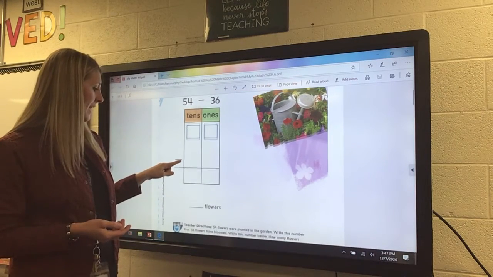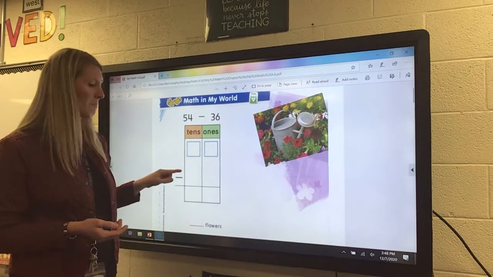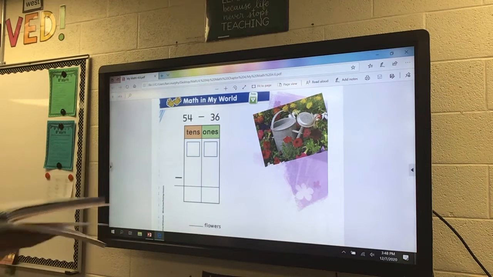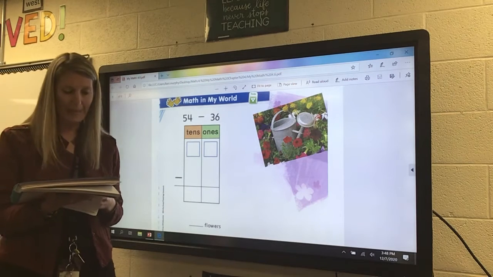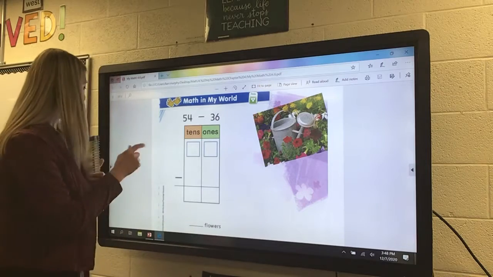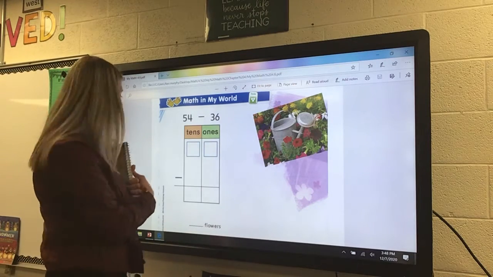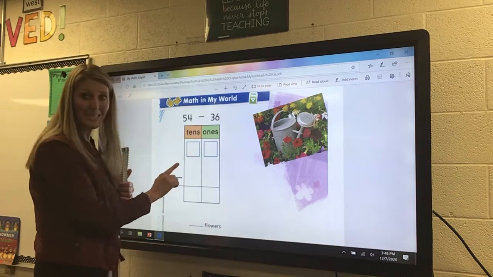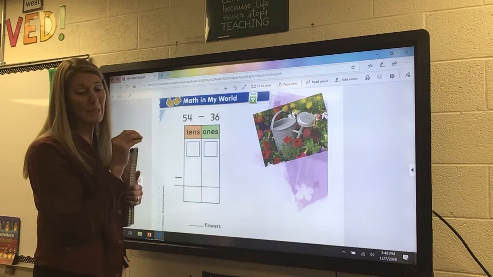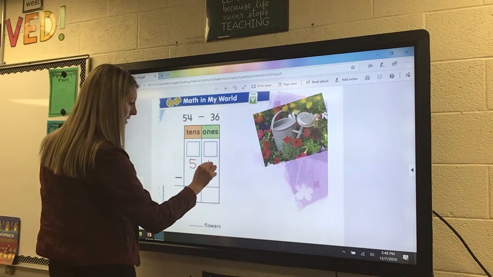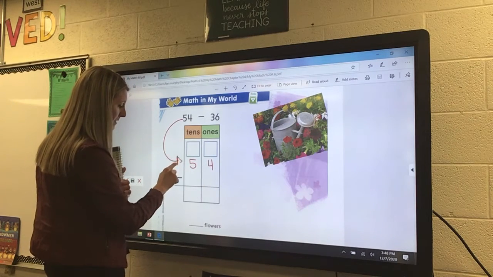And it says here, Math in My World. And at the bottom, it says 54 flowers were planted in the garden. Write this number first. So we're going to start with our biggest number. That always has to go first. So 54 is going to go across here. Don't put it in the boxes. These boxes, remember, are boxes to show us borrowing or regrouping. So I'm going to write 54. That is always our first number. The biggest number goes first.